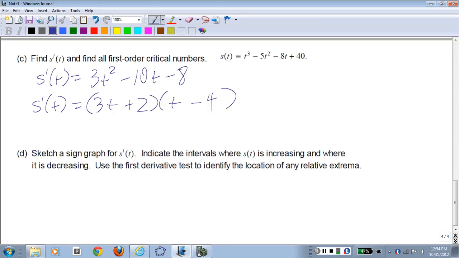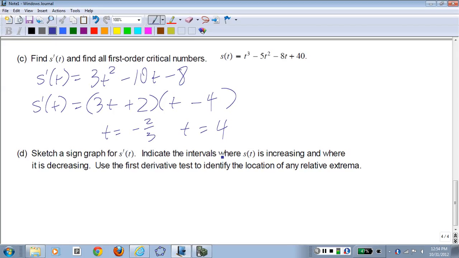We get negative 12t plus 2t is negative 10t. We get negative 8 on the end. We get 3t squared in front. So this seems like an okay kind of factored form. So if we look for the zeros, the zero of this first factor is negative 2/3, and the zero of this other factor is positive 4.